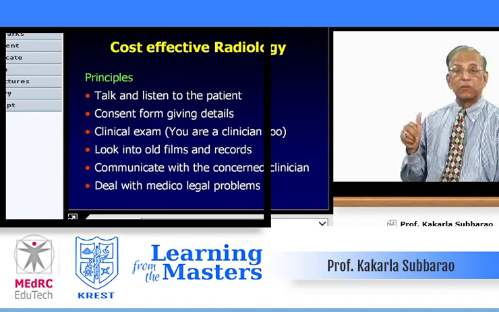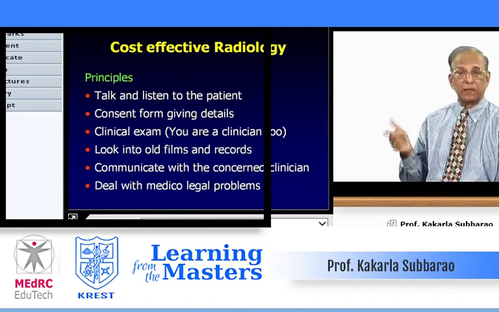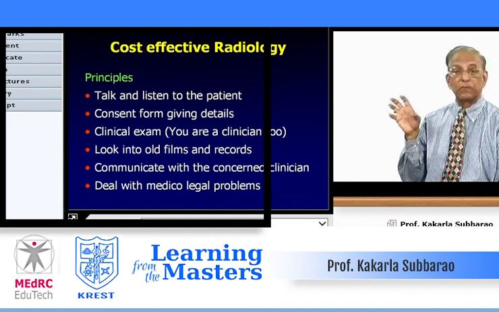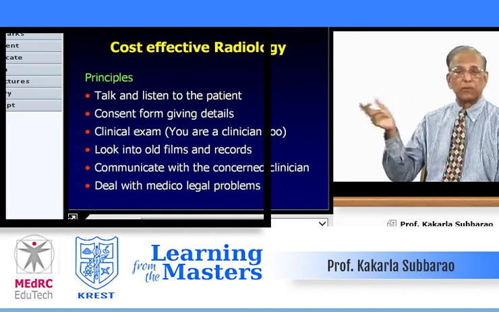And also deal with medical legal problems, particularly the fractures. Take details. Although you are a radiologist, keep the films in a safe box. You shouldn't give them to the patient or the clinician.